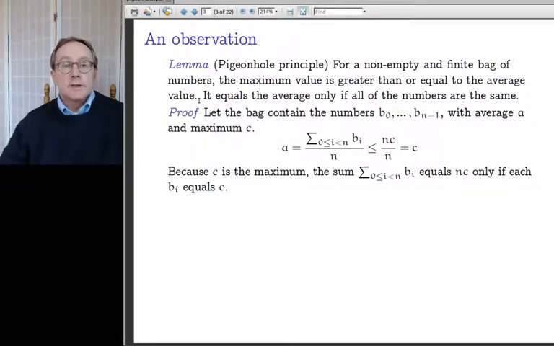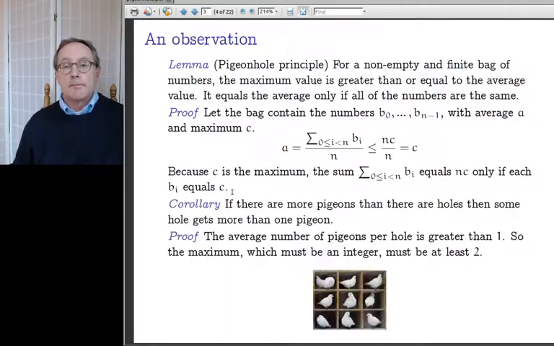I mean, it's perfectly commonsensical. The maximum equals the average only when all the numbers are the same. So the idea is you look at all the numbers b0 through bn minus 1 and you compare to the average. You take the average, a, which is the sum of all the bi's divided by how many there are, and you do the cancellation and you end up with c. Because c is the maximum, the sum is equal to nc only if each bi equals c. So it's commonsensical and perfectly straightforward.